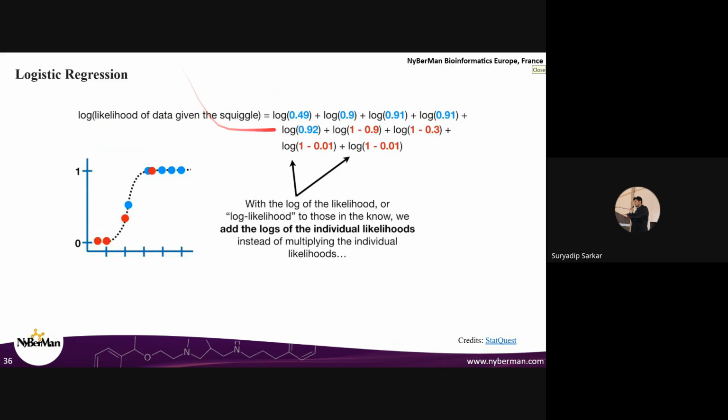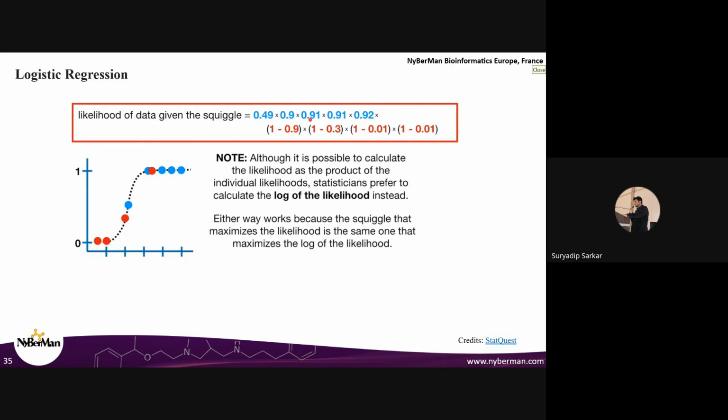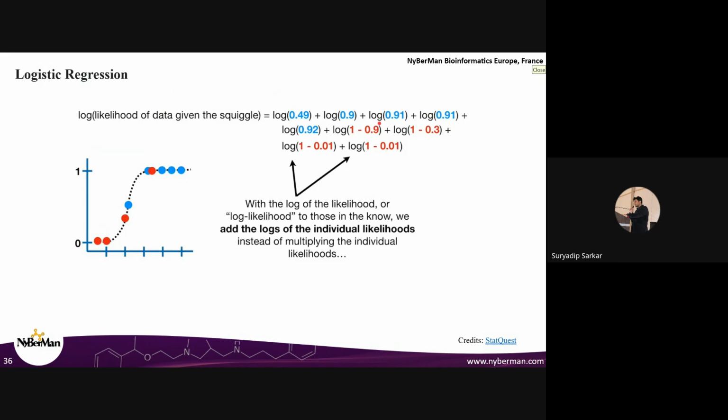And that is nothing but this, right? Whenever you go from the normal scale to the log scale, products become sums. And doing a sum is much easier than doing a product, both for a computer as well as for you by hand. So people usually end up using the log of the likelihood of the data given the particular sigmoid shape or squiggle.